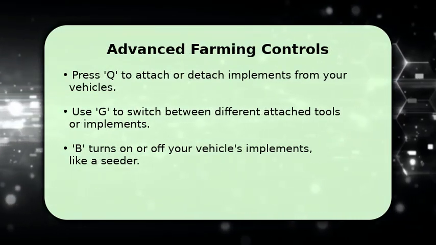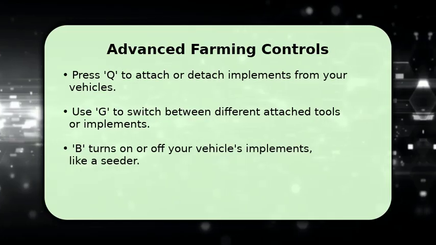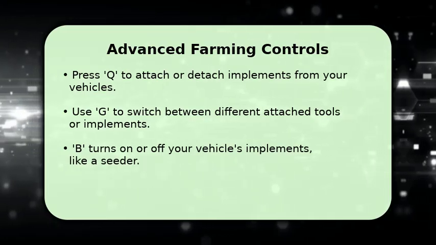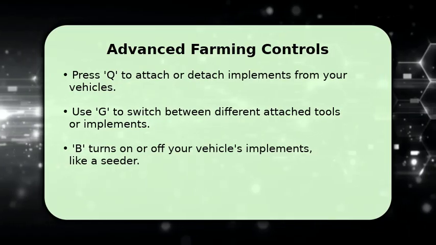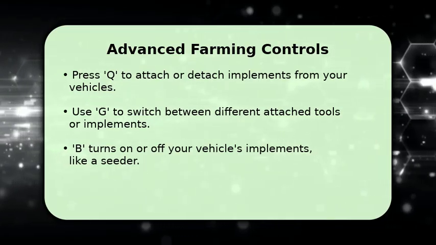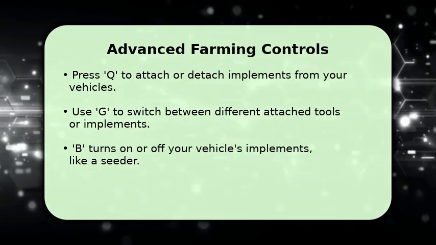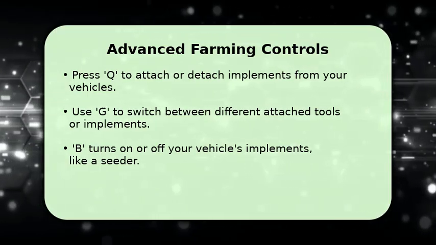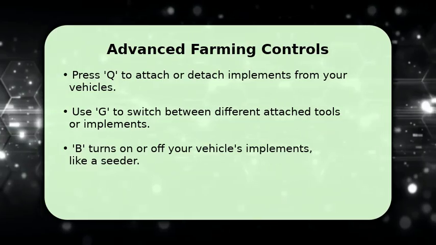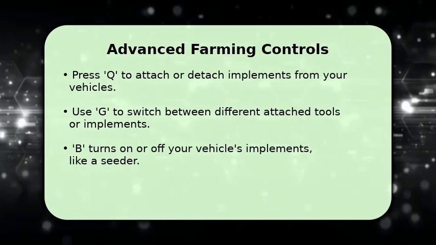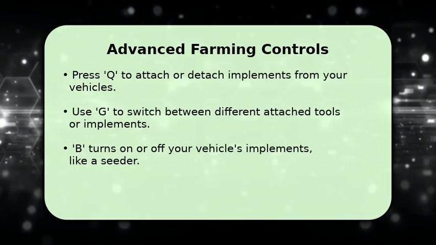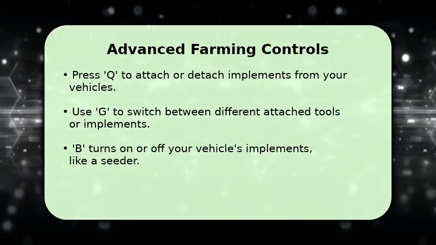To connect or disconnect implements such as a plow or a trailer, simply press the Q key while near the equipment. If you have multiple tools attached, the G key allows you to cycle through them, selecting the one you need. And to activate or deactivate an implement like turning on a seeder or a sprayer, just press the B key. These actions are crucial for efficient farming.